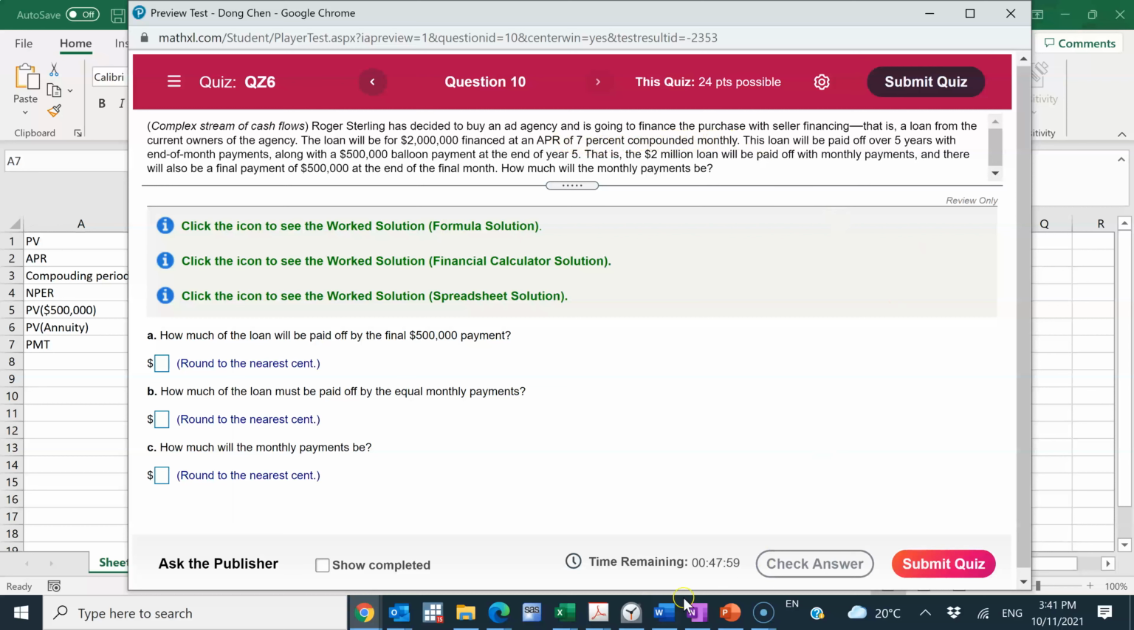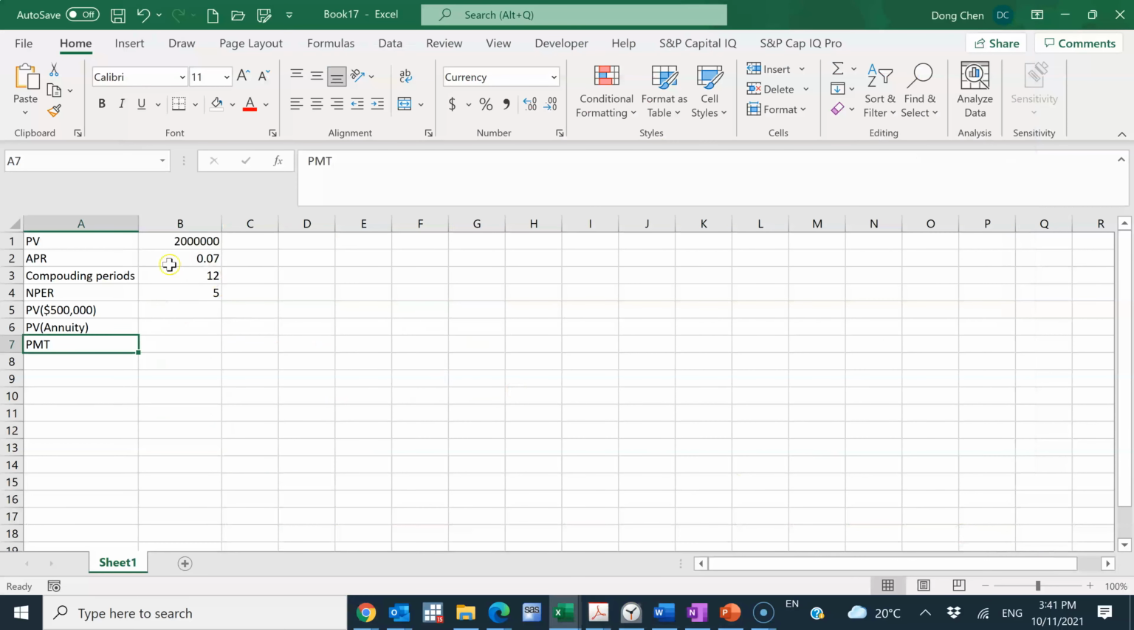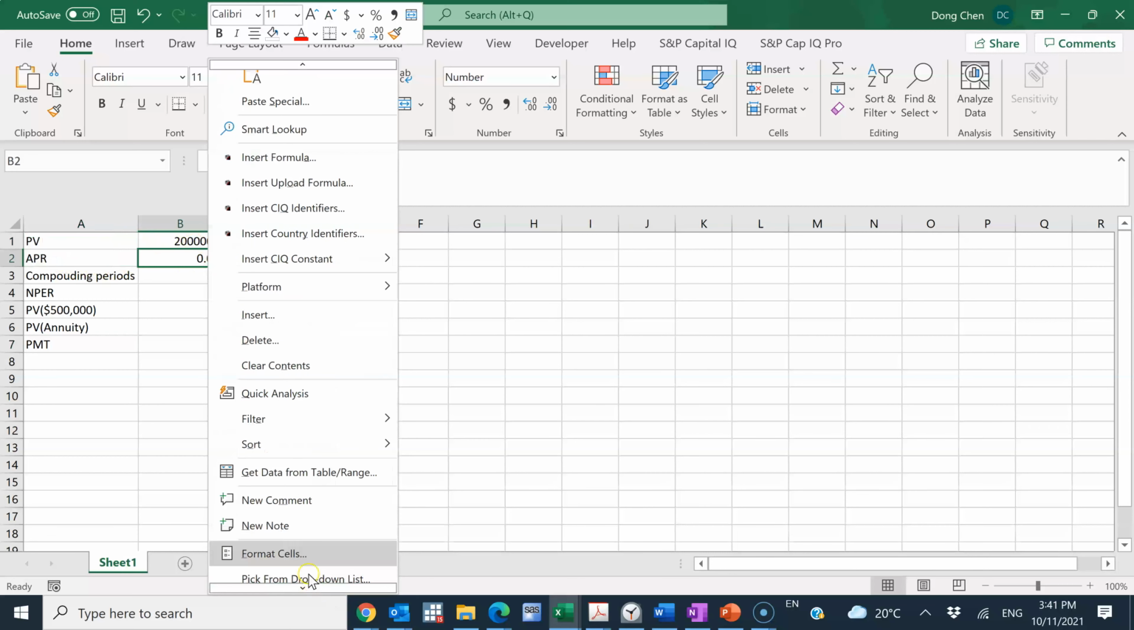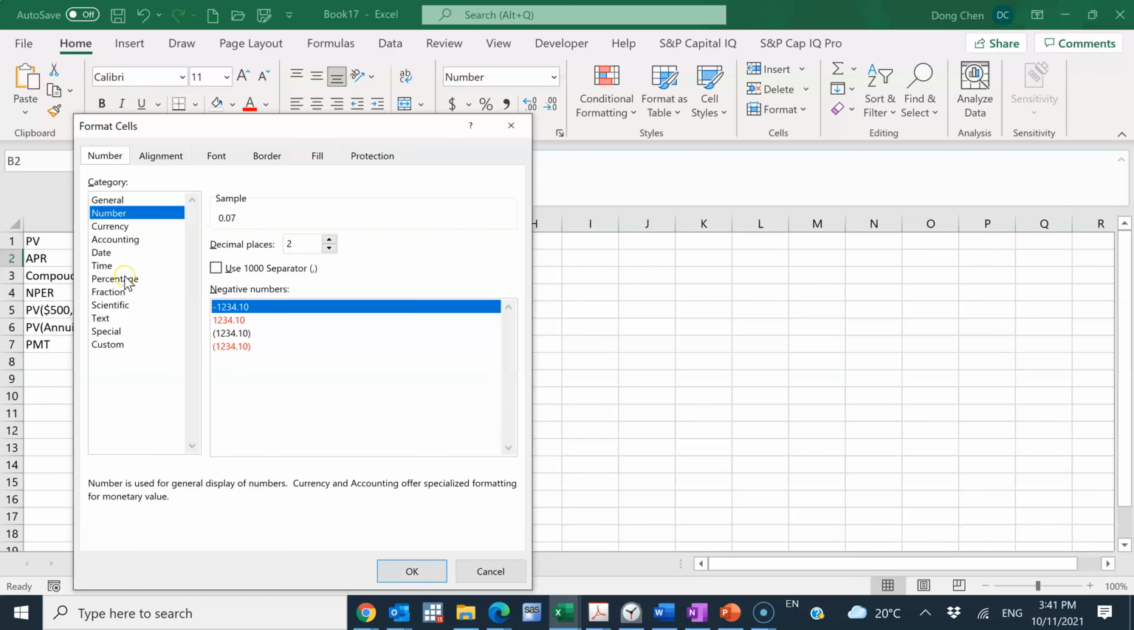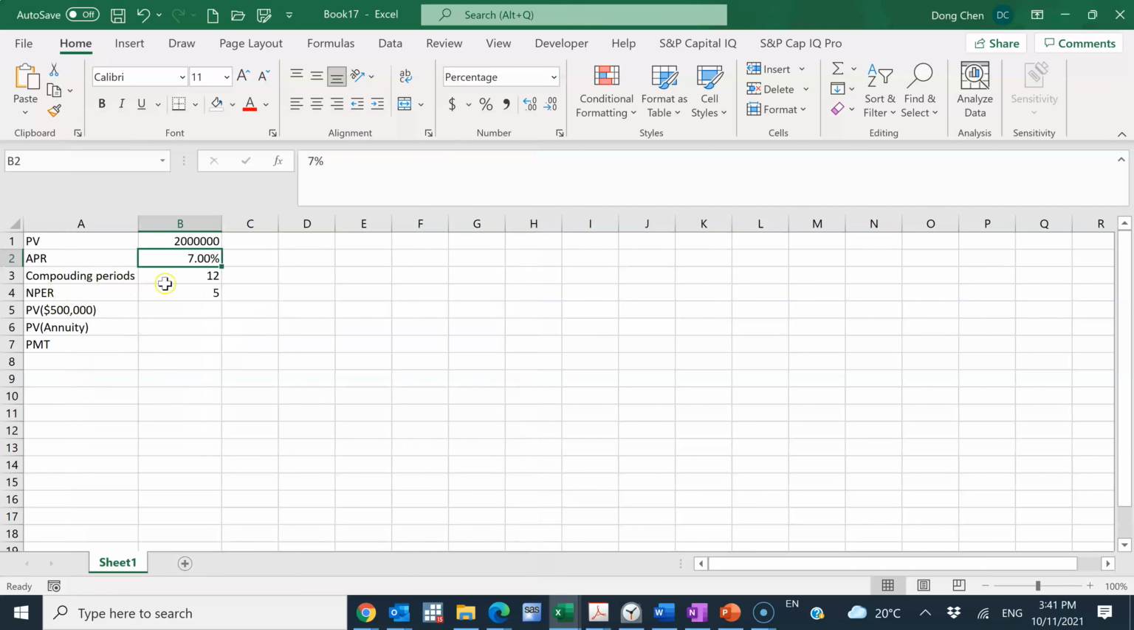So what I like to do is to put all this information into an Excel sheet. The present value is the present value of the loan, 2 million, and APR is 7%. I can change the format to percentage format. The compounding periods here is the number of compounding periods within a year. Since it's monthly compounding, this is 12. And NPER is the number of years for the loan.